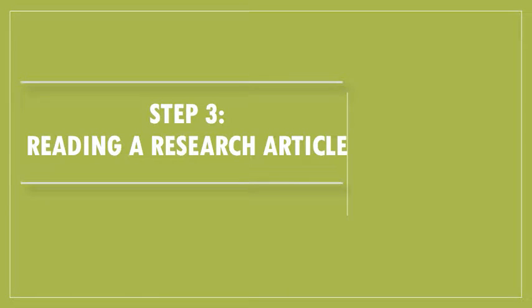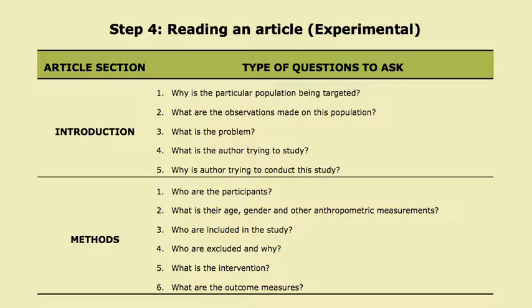Step 3. Reading a research article. Once we have collected the articles, it's now time to read and analyze each of them. Any experimental article is divided into an introduction, methods, results, and discussion. It's necessary to ask different sets of questions in each section to get new information. This table provides a set of questions that can be used to read the article systematically.